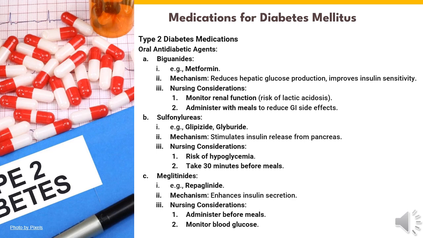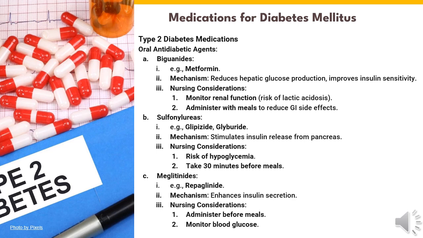For sulfonylureas, medications like glipizide and glyburide stimulate insulin release from the pancreas. Nursing consideration: be aware of the risks of hypoglycemia. Very important. You can take this drug in overdose, and the drug can actually lead to a secondary or reflex hypoglycemia. This should be taken 30 minutes before meals.